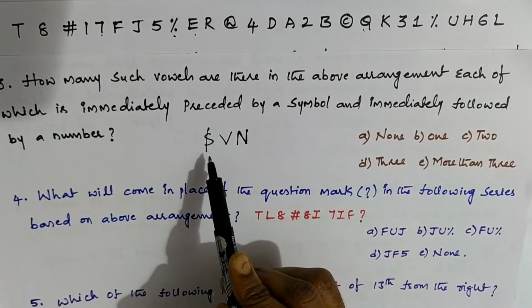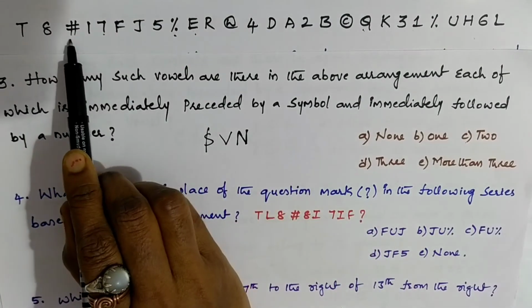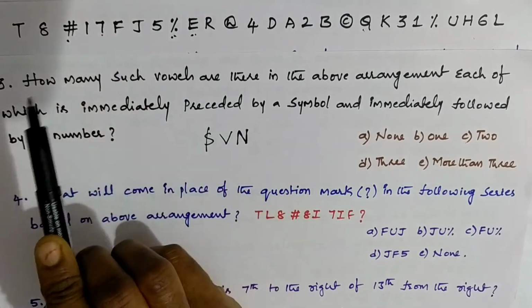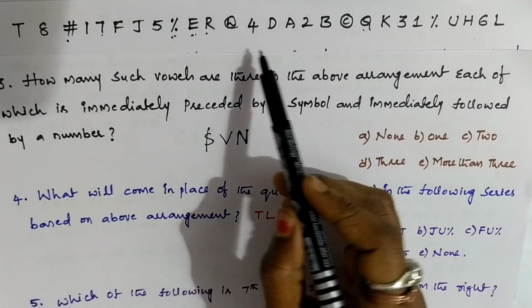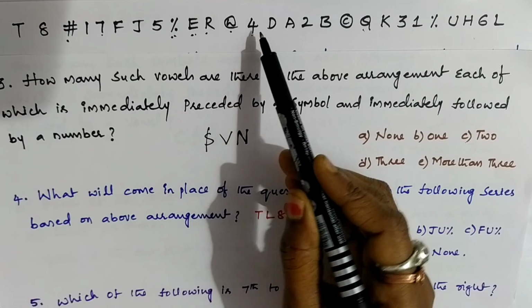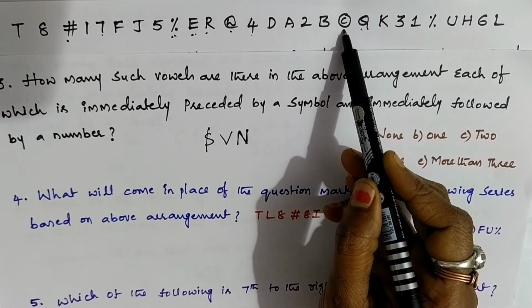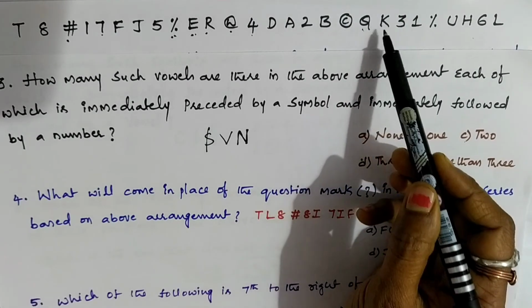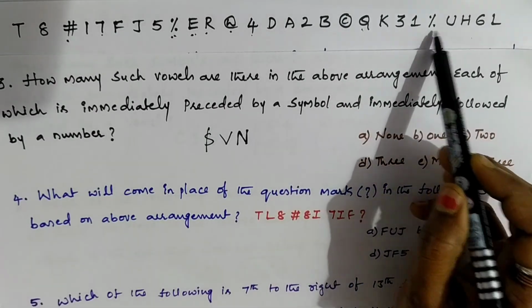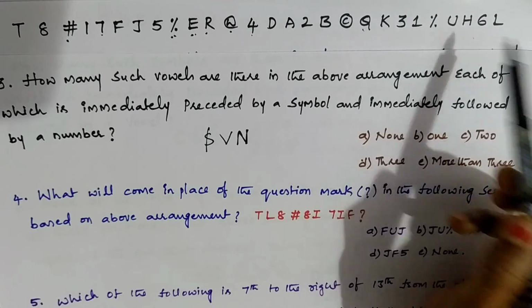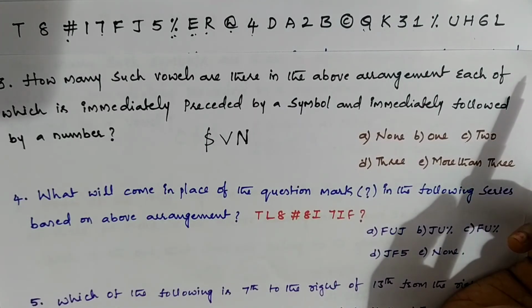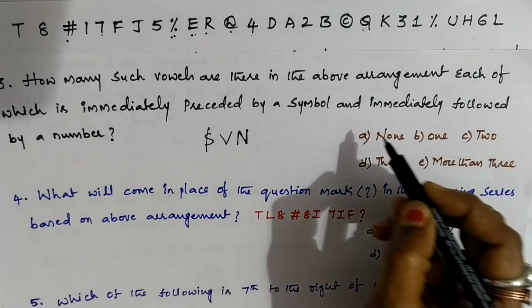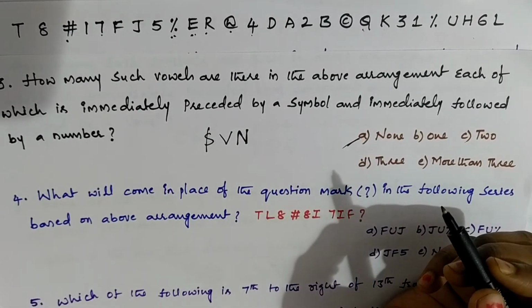So concentrate on symbol first. Symbol, vowel, symbol, vowel and number, no. Symbol, number, no. Symbol, consonant, consonant, no. Symbol, vowel, number. Okay, here no one is there, so none is the right answer.